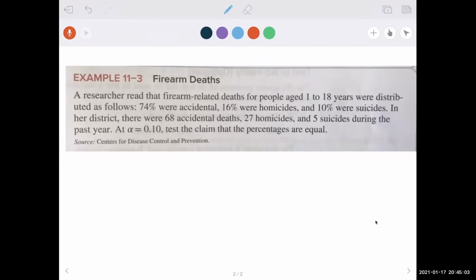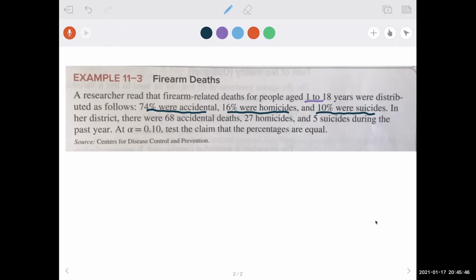talking about firearm deaths. And it says a researcher read that firearm-related deaths for people aged 1 to 18 years were distributed as follows. 74% were accidental, 16% were homicides, and 10% were suicides. In her district, there were 68 accidental deaths, 27 homicides, and 5 suicides during the past year. At alpha equals 0.10, test the claim that the percentages are equal. Or, well, I think what they should say is fit this above described distribution.